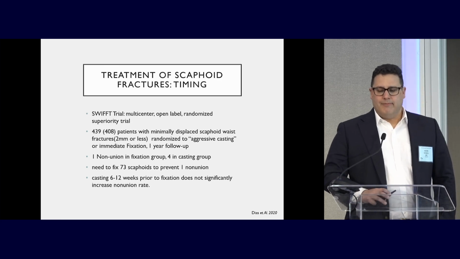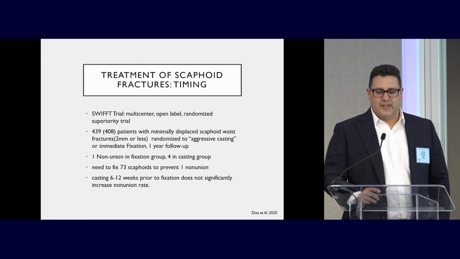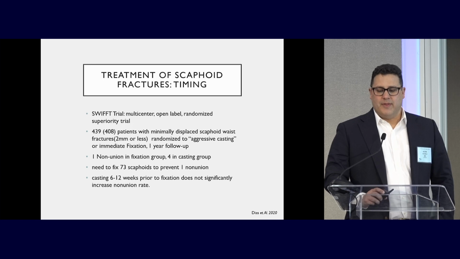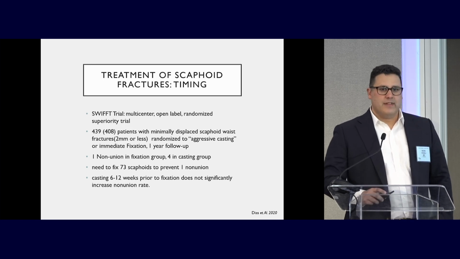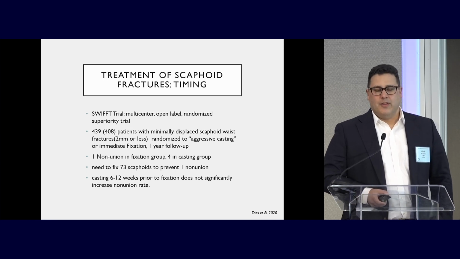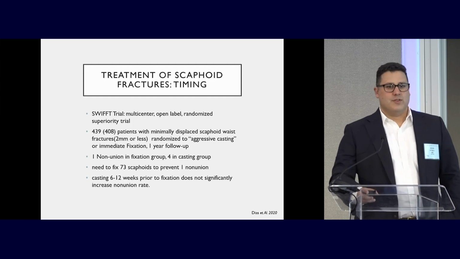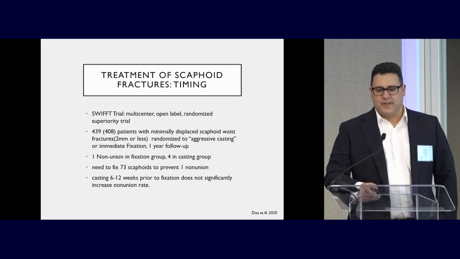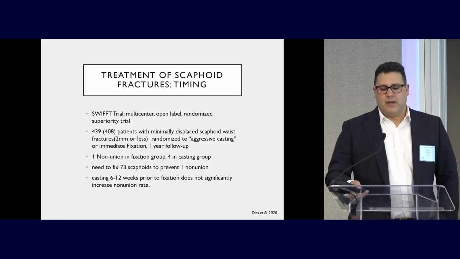What they were trying to push was that you needed to fix at least 73 scaphoids to prevent a non-union. But what I take away from this study is that if you treat these promptly, the non-union rate in the study is just over 1%. So if you can get to these soon enough, whether you cast them or fix them, the patients won't get non-unions.